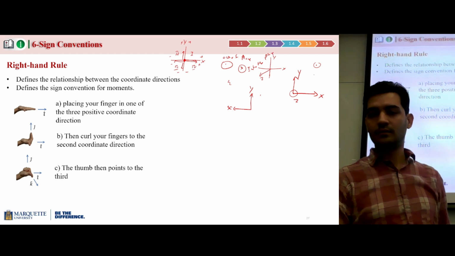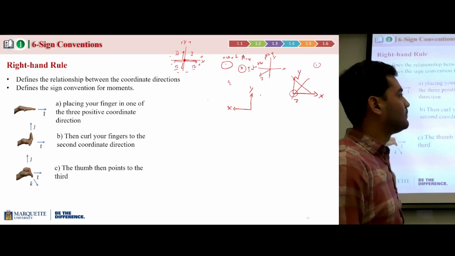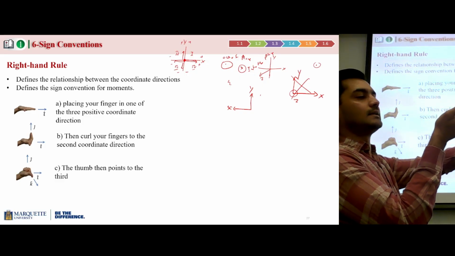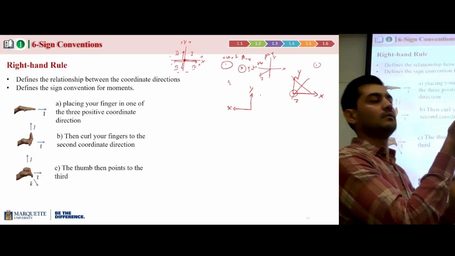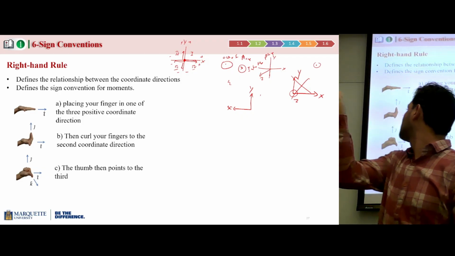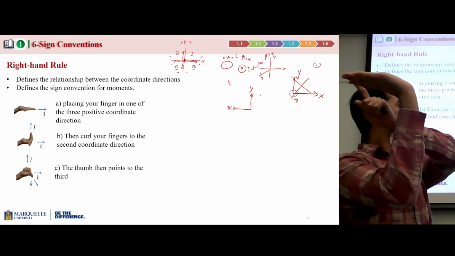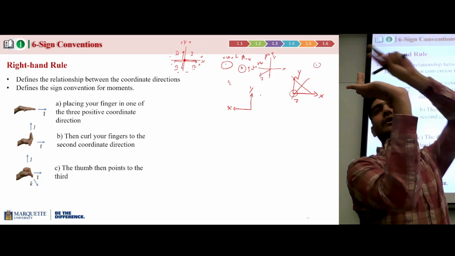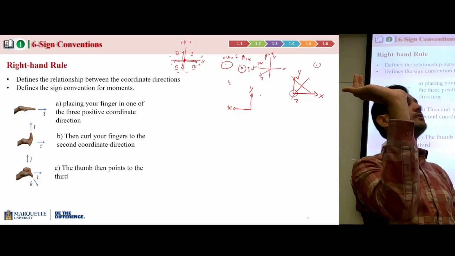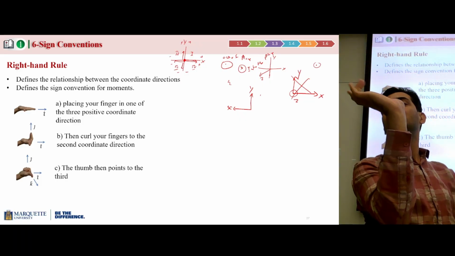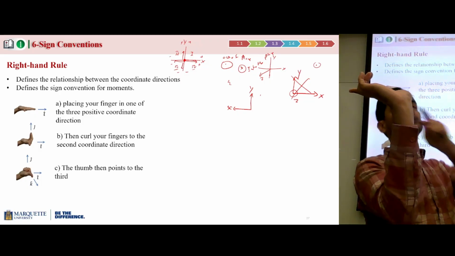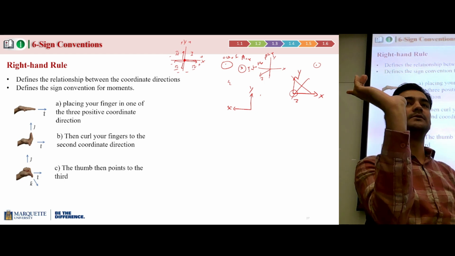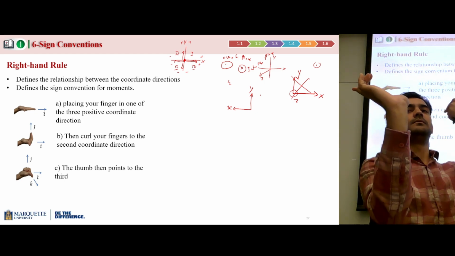In this example, our fingers should point to the positive x-axis. Positive x-axis I've drawn this way. So I'm gonna do it like this. That's the direction of the positive x-axis. And then I'm gonna curl the fingers and it's gonna point to the positive y-axis. So everything seems okay. This is positive x-axis, this is positive y-axis. Now where is my thumb pointing? My thumb is pointing into the plane.